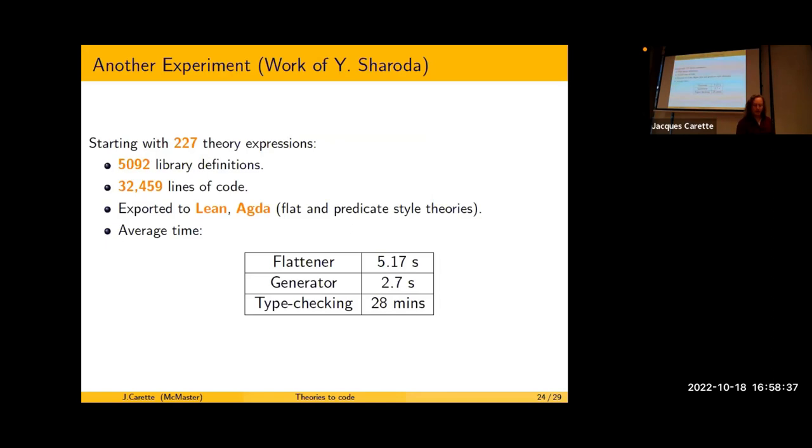What does the flattener do? The flattener basically takes the theory expressions and makes them into theories. It gives me a commutative magma, a commutative monoid out of the expression that I wrote down. Because Agda doesn't like my combinators, so I have to expand them out. So that's potentially 7 to 1, 5,092. That's the bit that takes you from 227 theory expressions to 5,092 library definitions. No, that's the part that takes me from 5,000 library definitions to 32,000 lines of code.